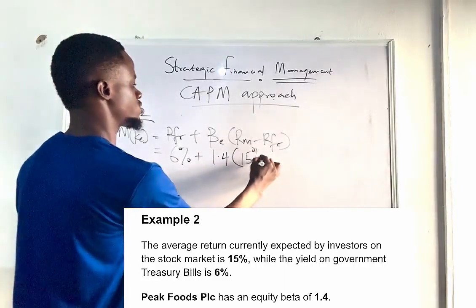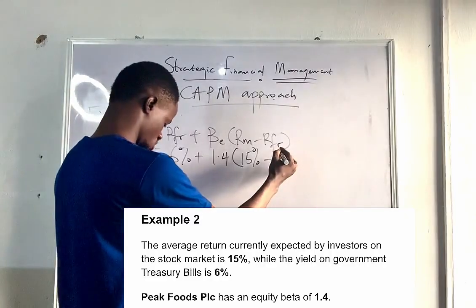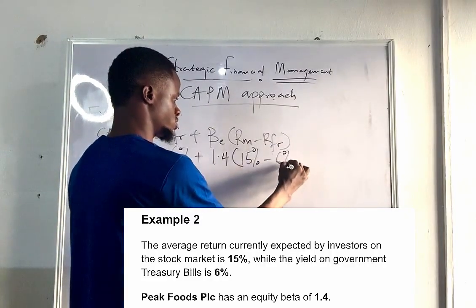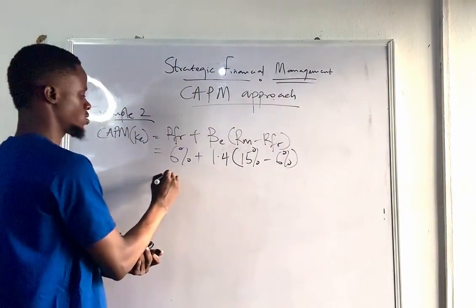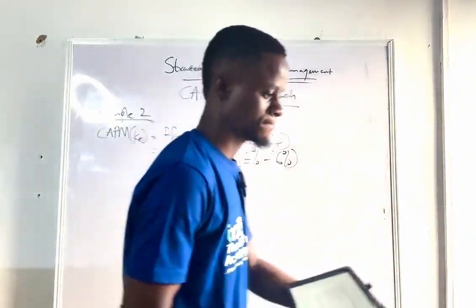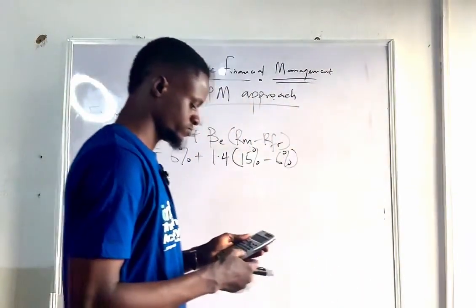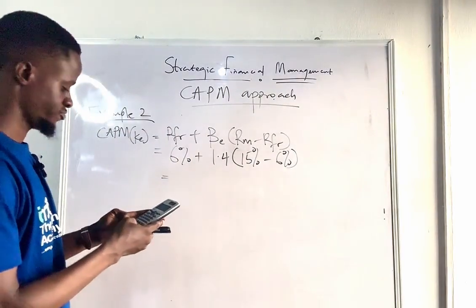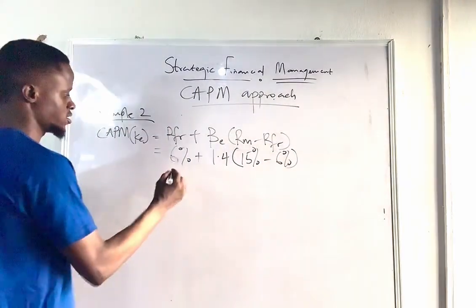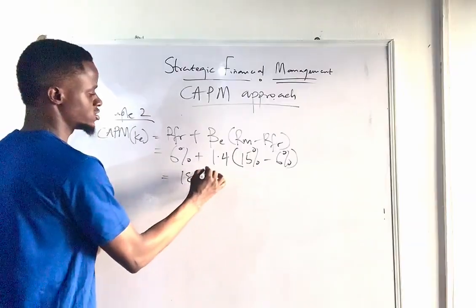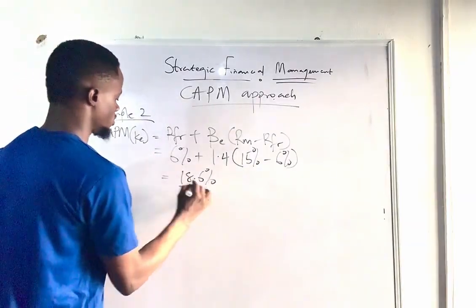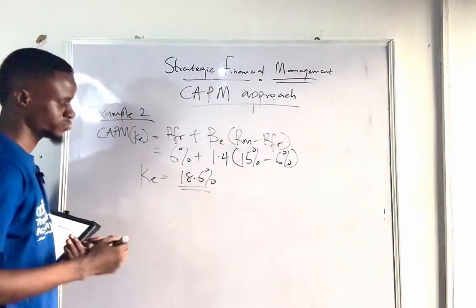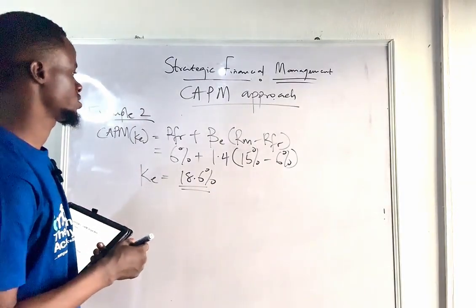This is 15% minus 6%. So let's punch our calculator. 15 minus 6, 18.6%. Can you see it? Cost of equity is 18.6%. Can you see that now? Good.